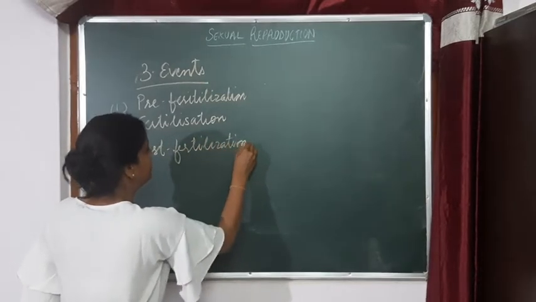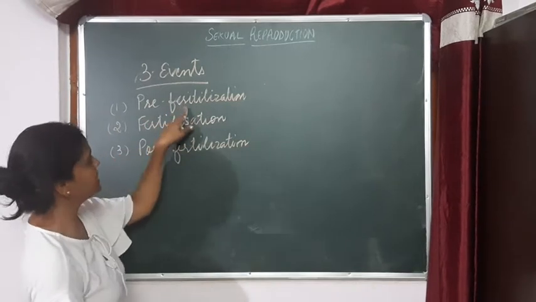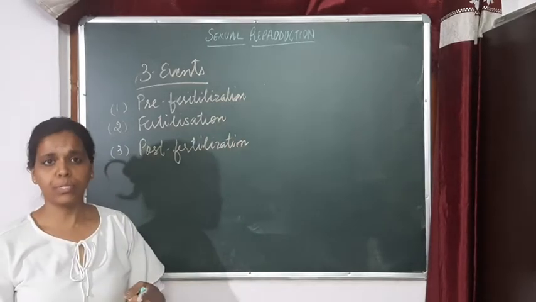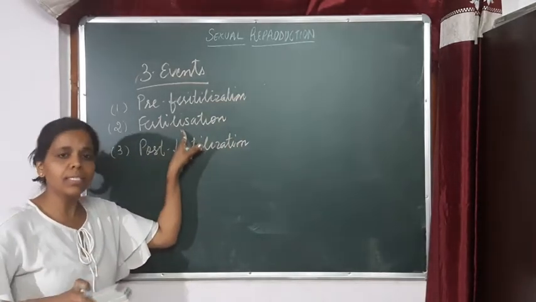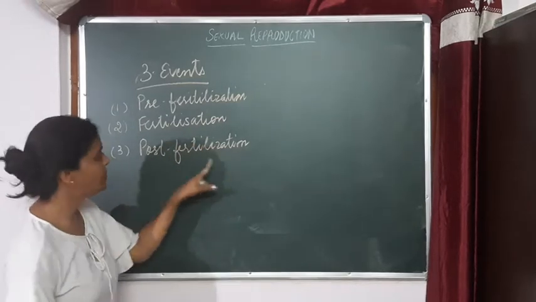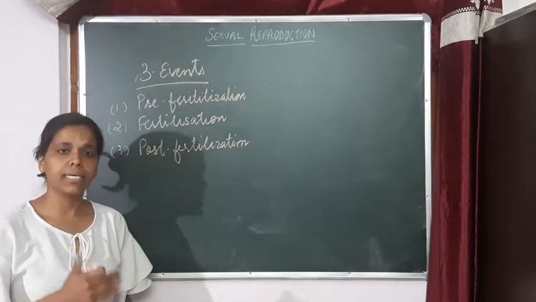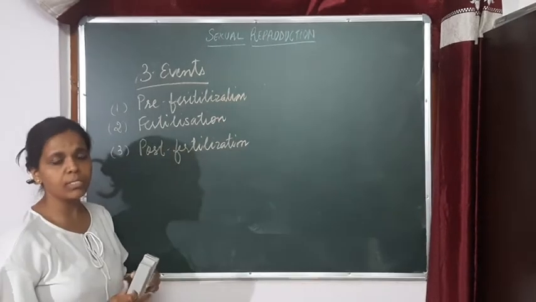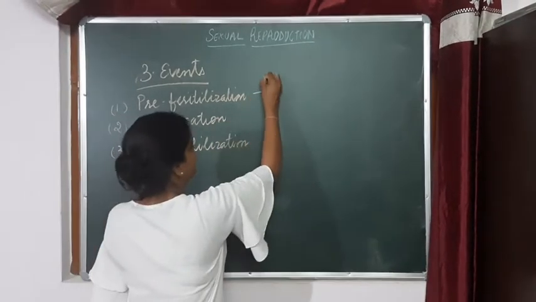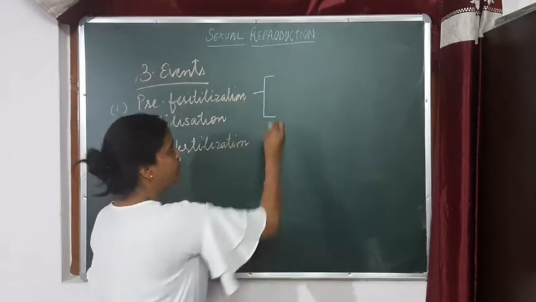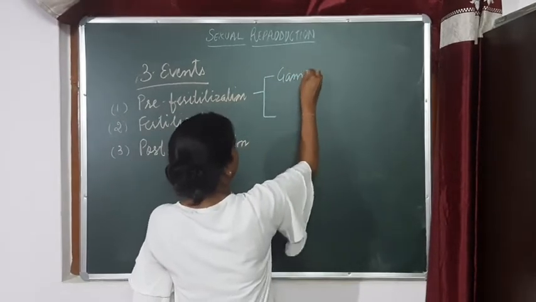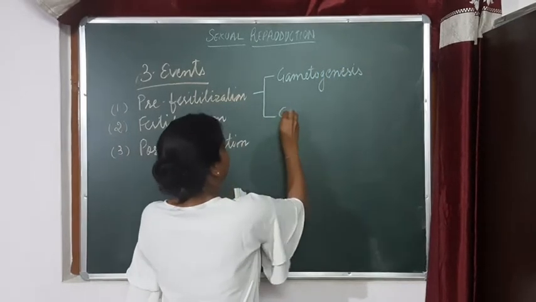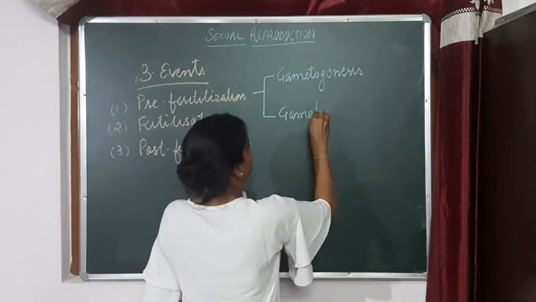Now the name itself indicates that the step before fertilization is known as pre-fertilization, when fertilization is not going to take place. Fertilization is when the fertilization of the gametes is occurring, and post-fertilization is once the fertilization has taken place. I'll discuss all three one by one in detail. In pre-fertilization, again, it is divided into two steps. First is gametogenesis, and another is gamete transfer.